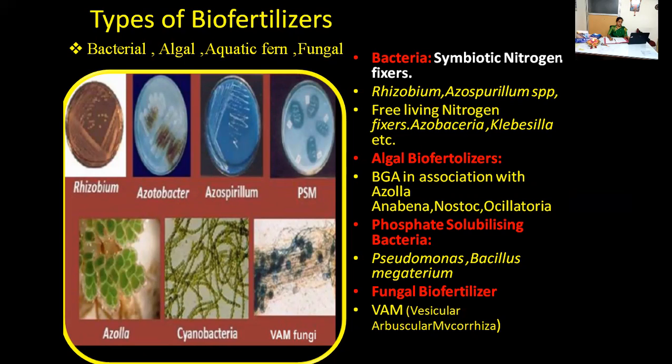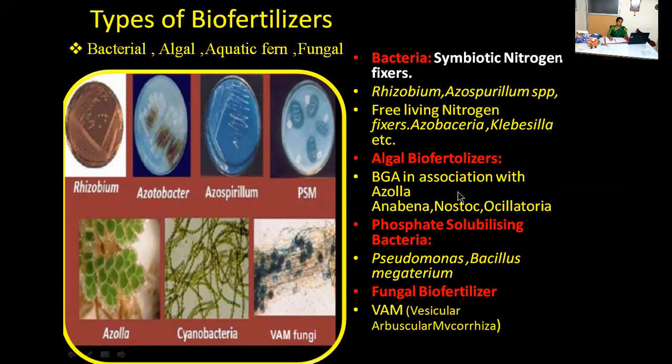Now let us go to the types of biofertilizers. As I told, in biofertilizer, the most important ones are bacteria, algae, that is blue-green algae, and fungus condition. So bacteria, for example, symbiotic nitrogen fixers, nitrogen fixing bacteria like rhizobium and azospirillum species. Then free living nitrogen fixers, like azotobacter and Klebsiella species you can keep in your mind.